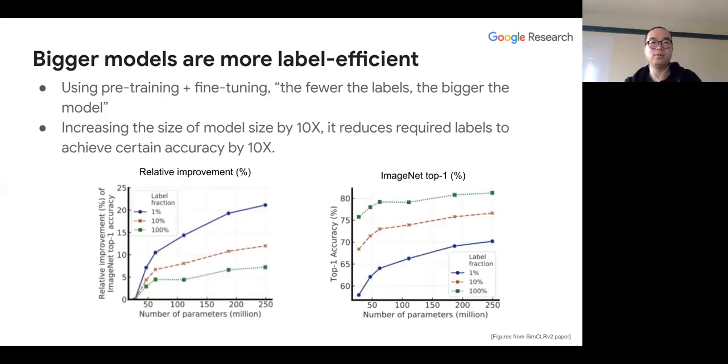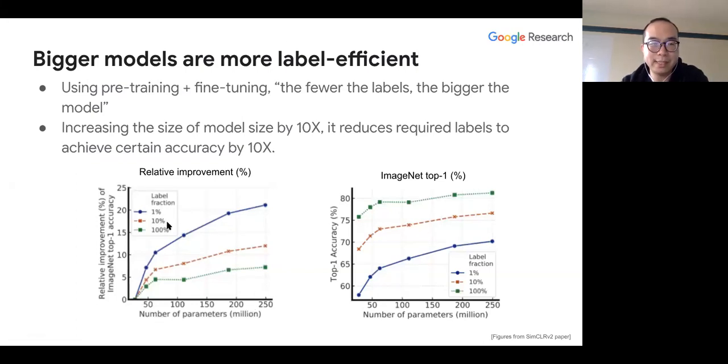Also, one interesting thing we observed in the SimCLR v2 paper is that bigger models are also more label efficient. If you have fewer labels, in traditional machine learning you might think you need to put in more regularization by training a smaller model. But actually, especially with pre-training and fine-tuning, the fewer labels, the bigger you should make the model, which is a bit counterintuitive. But let's look at this result here.